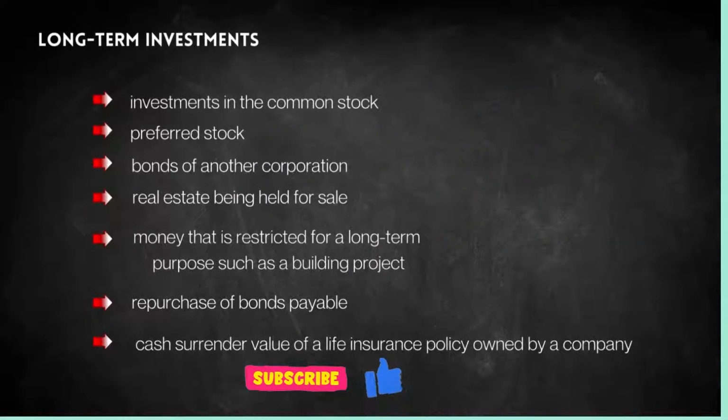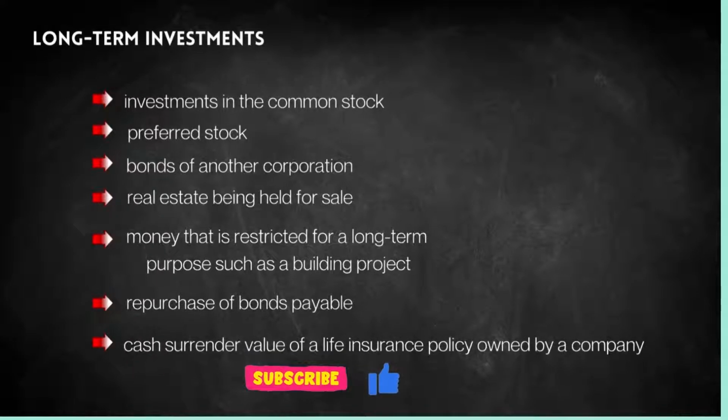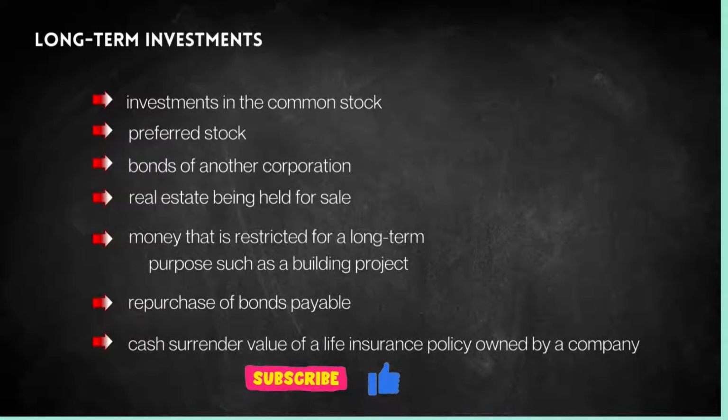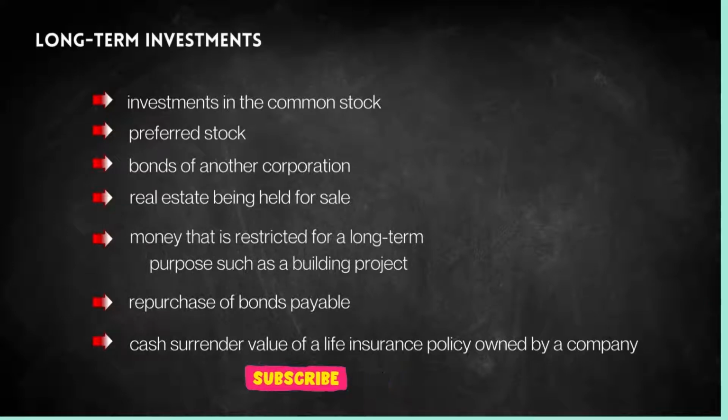Next is long-term investment. This asset category will be reported on the balance sheet immediately following current assets. It may include investment in the common stock, preferred stock, and bonds of another corporation. It also includes real estate being held for sale and money that is restricted for a long-term purpose such as a building project or the repurchase of the bonds payable. The cash surrender value of a life insurance policy owned by a company is also reported under this asset heading.